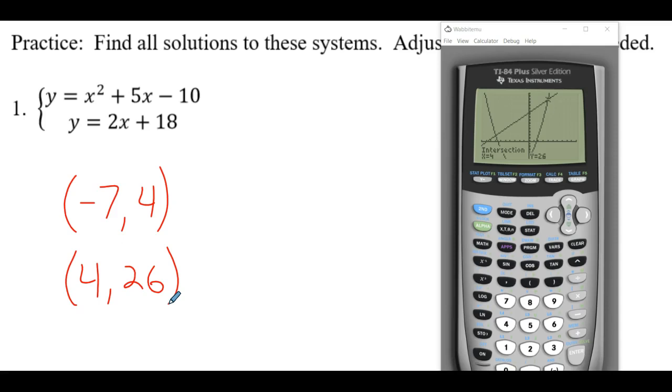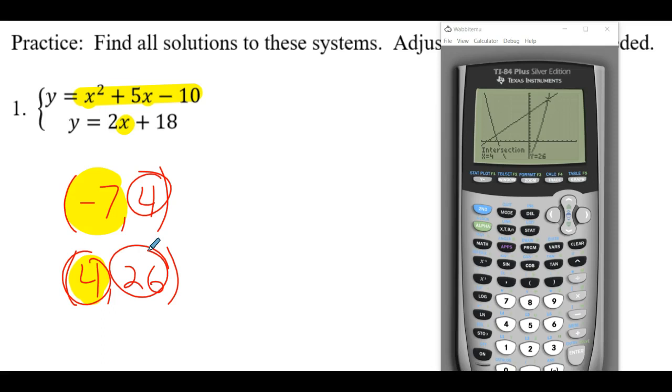That's what I ask of you. What's something that you could do to get ahead on the test? Plug them in. Plug it in the equation, plug it in. Yeah, that works. Plug each of these x values in for x. And if you plug in negative 7 into this top equation, you should get an output of 4. And if you plug in 4 into either equation for x, you should get an output of 26. It's another way to check your answer as well.